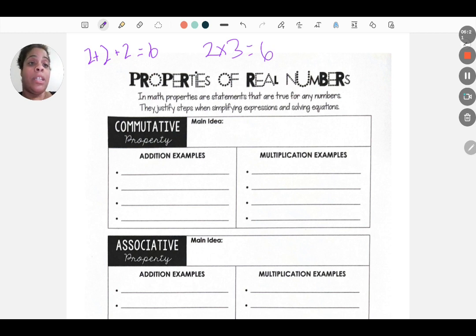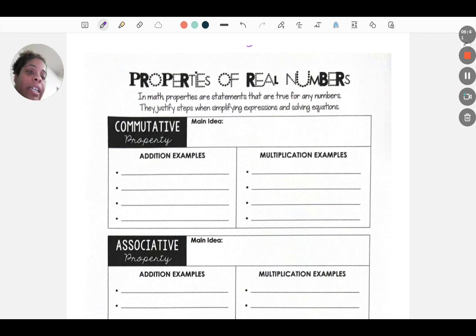I did all that to show you that the reason why the commutative property works with addition and multiplication, and the order doesn't matter, is because it's just repeated, right? Multiplication is just repeated addition.